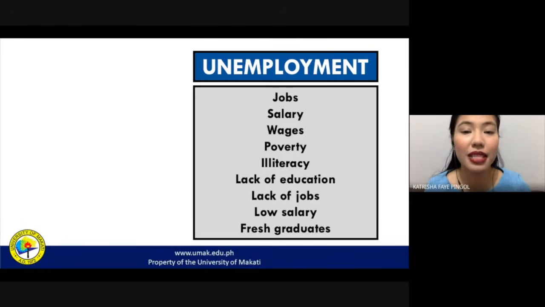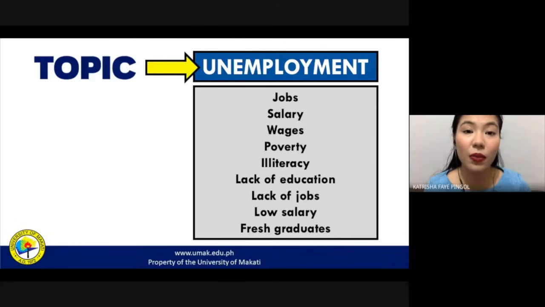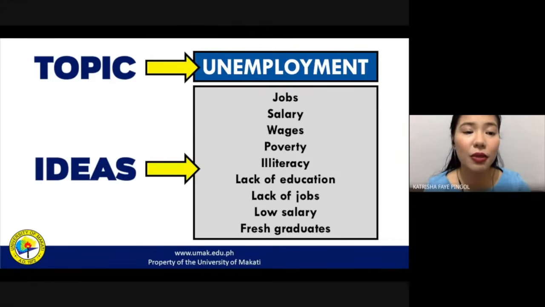Take, for example, this one. So we have unemployment. Under unemployment, there are several ideas that we can associate with the term. So unemployment here is basically what we refer to as the topic, whereas all of these little ideas or words associated with unemployment are things that we could think of every time the word unemployment comes up. This could be your ideas.